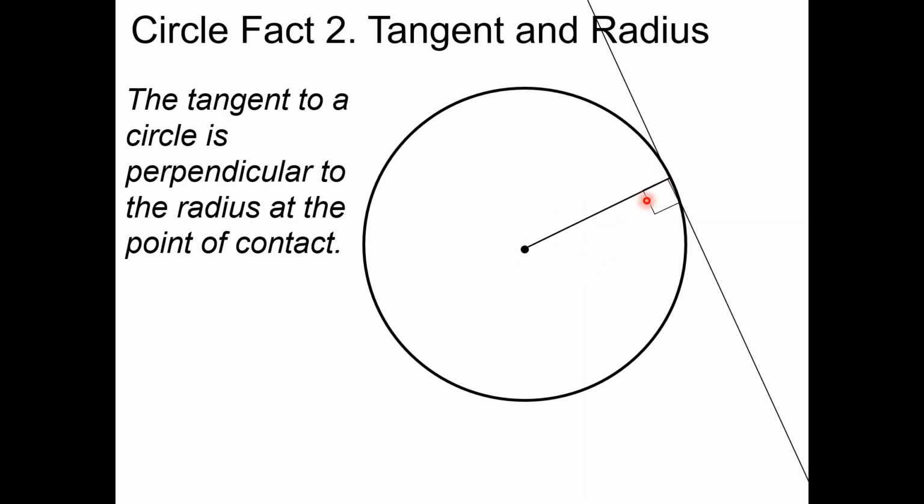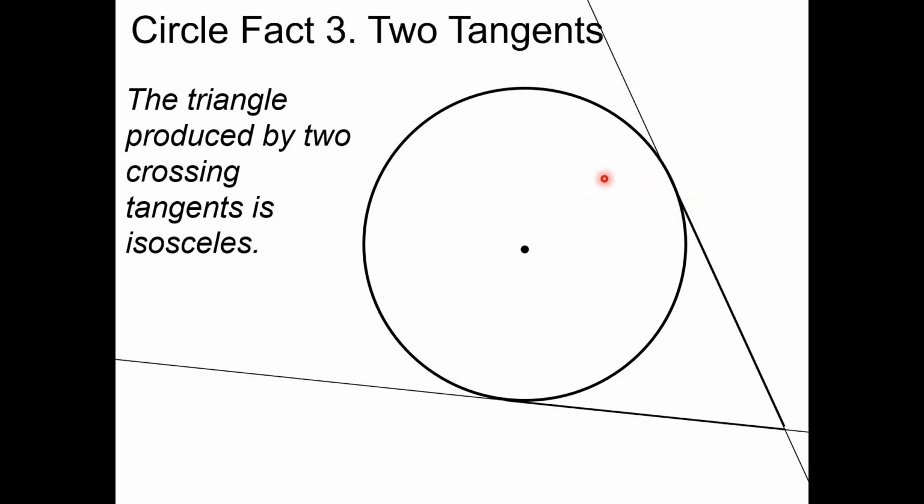Hence, the angle formed here is going to be 90 degrees. Fact number 3, two tangents. If you have two tangents, tangent 1, another tangent, tangent 2, then the triangle produced by two crossing tangents is isosceles.